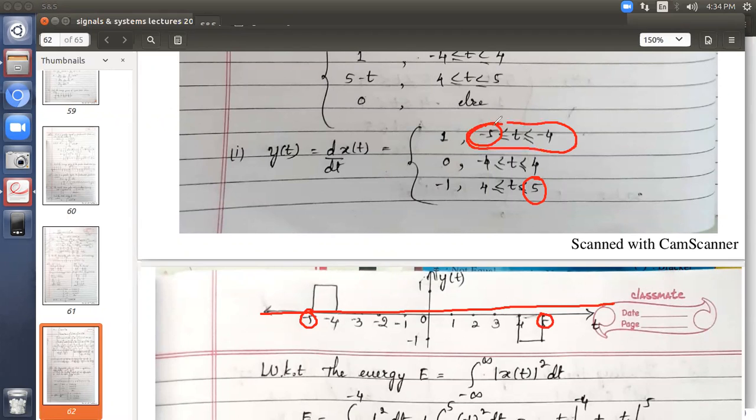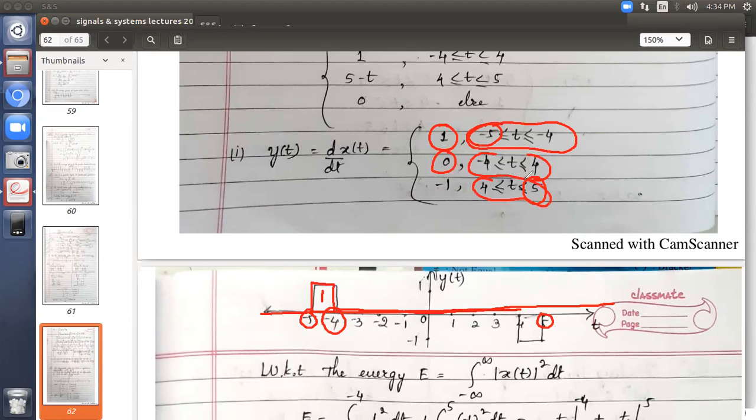Between -5 and -4, the amplitude is 1. One pulse will come. And between -4 and +4, you don't have any amplitude, it is 0. So I have not drawn anything, it is blank.